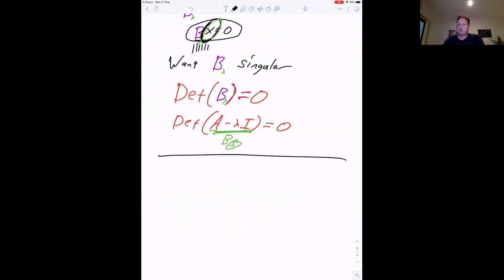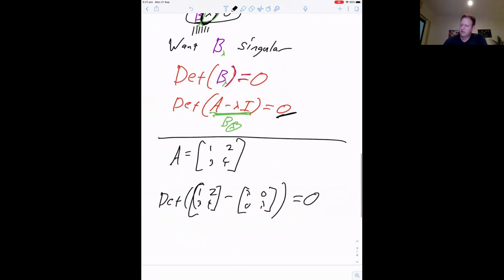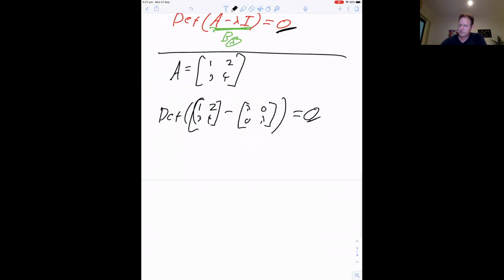Just to see an example, and this is what many of you have probably done before. If we take the matrix 1, 2, 3, 4, then what we're looking for is the determinant of 1, 2, 3, 4 minus lambda, lambda, 0, 0. We want this to be 0. This 0 here is a number. The determinant is just a number, it's not a vector. Remember, 0 is the most overloaded guy in this course.